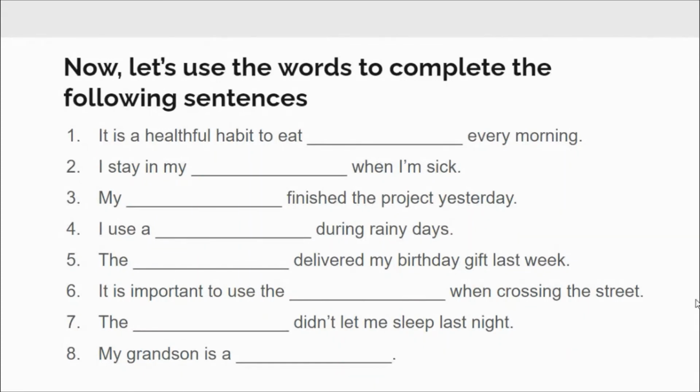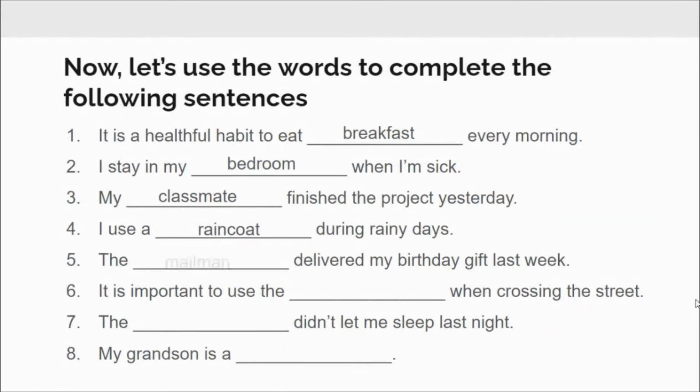So let's go ahead and read. Remember, I want you to repeat after me. It is a healthy habit to eat breakfast every morning. I stay in my bedroom when I'm sick. My classmate finished the project yesterday. I use a raincoat during rainy days.